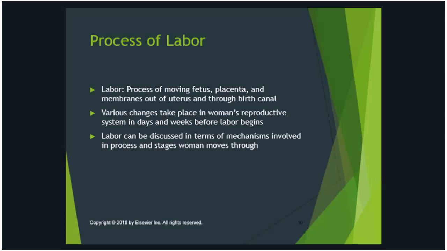The process of labor. Labor is the process of the fetus, the placenta, and the membranes moving out of the uterus and through the birth canal. Various changes take place in a woman's reproductive system in the days and weeks before labor begins. Labor can be discussed in terms of the mechanisms involved in the process and the stages a woman moves through.